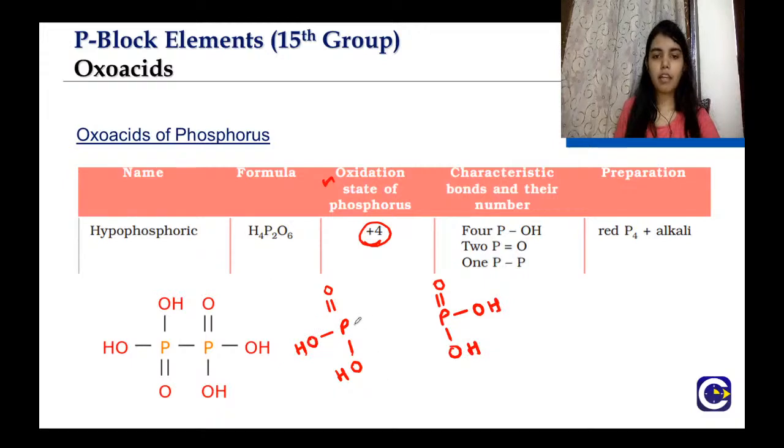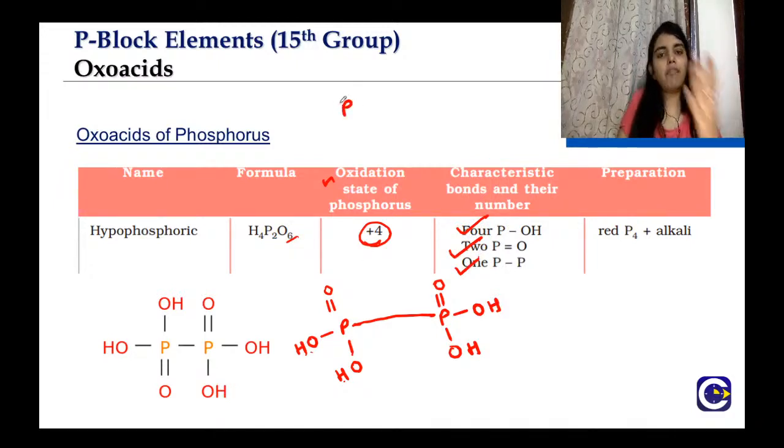The hydrogens are also completed, 1, 2, 3, 4. Oxygens are also completed, 1, 2, 3, 4, 5, 6. So make a P-P bond here. Okay, so 4 P-OH bonds, 2 P double bond O and 1 P-P bond. Now this is very important.